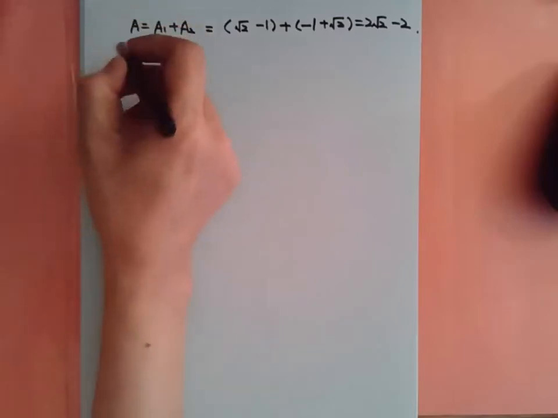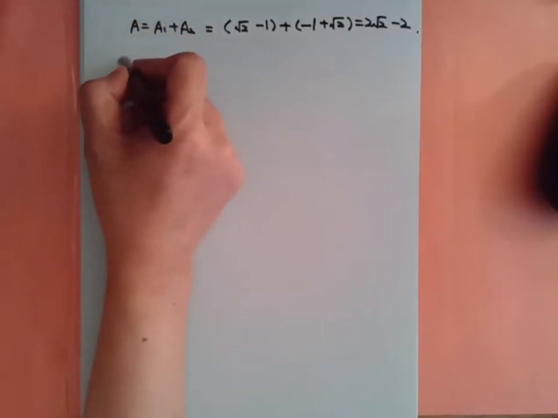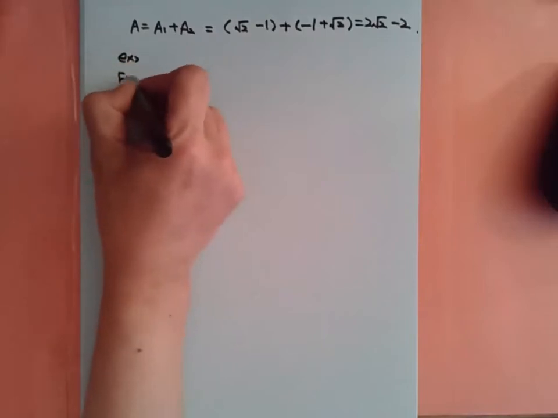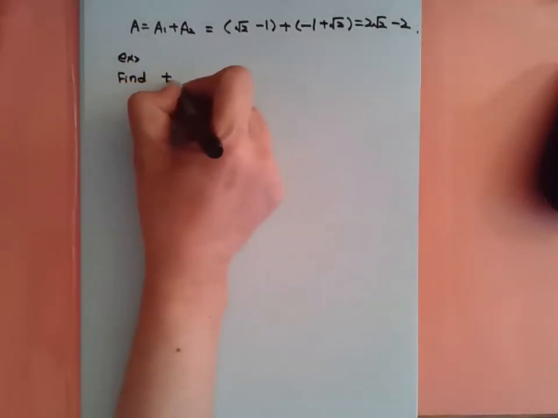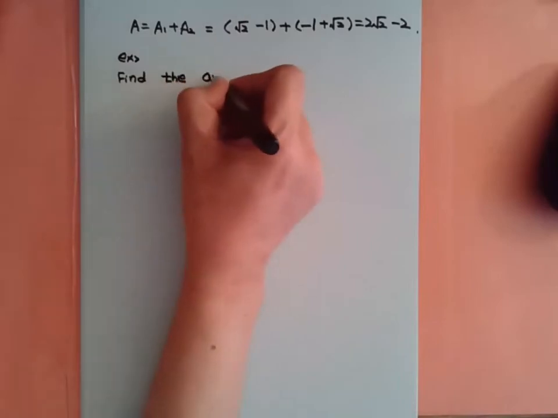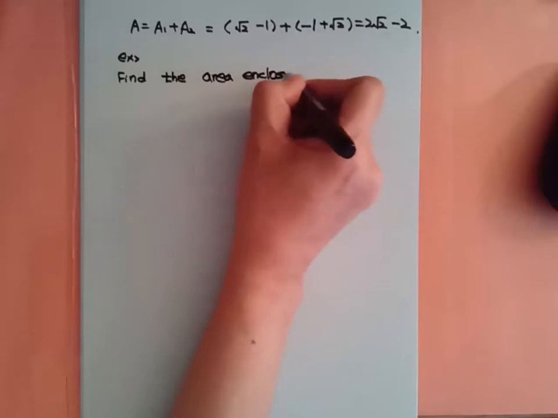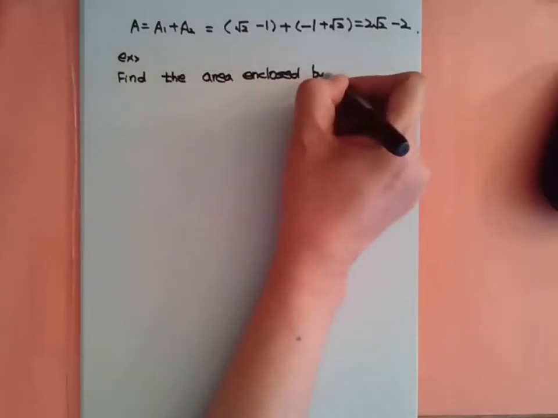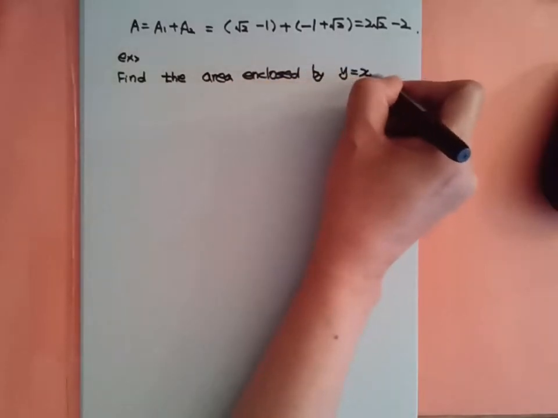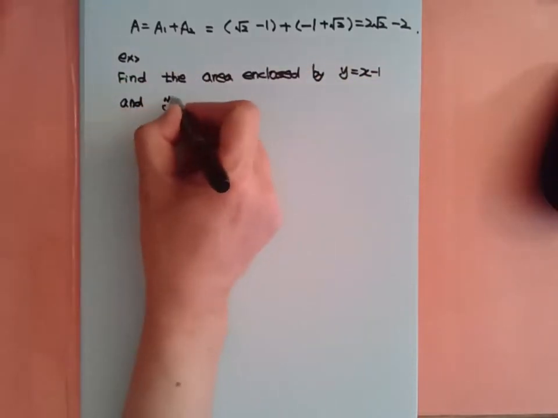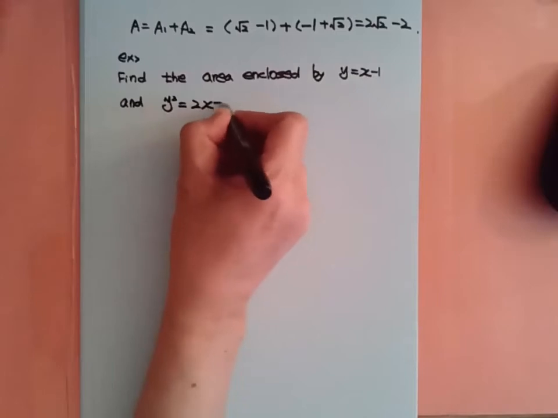Okay, let's do just one more problem for today. Find the area enclosed by y equals x minus 1 and y squared equals 2x plus 6.